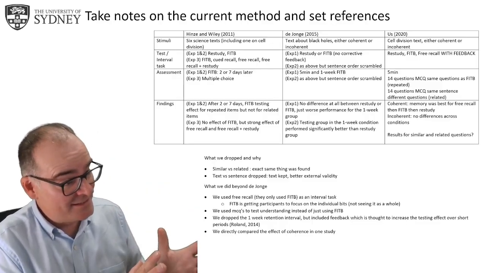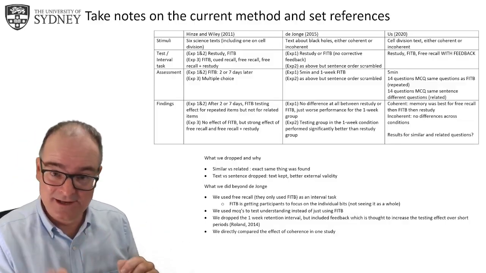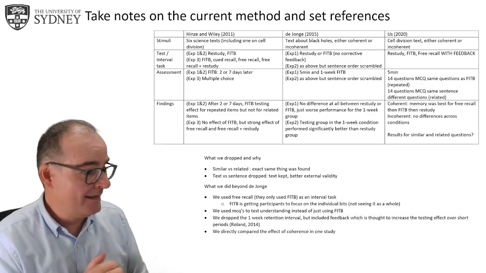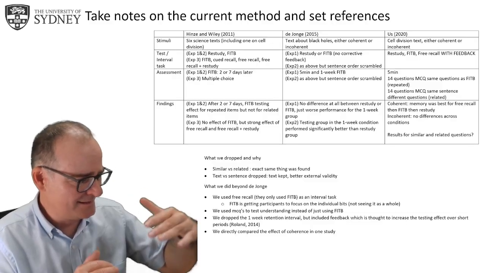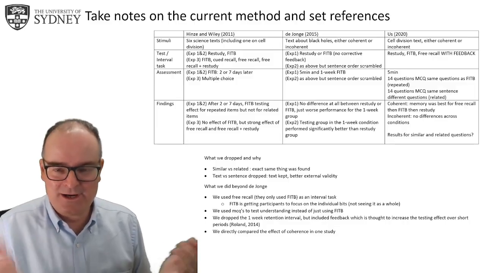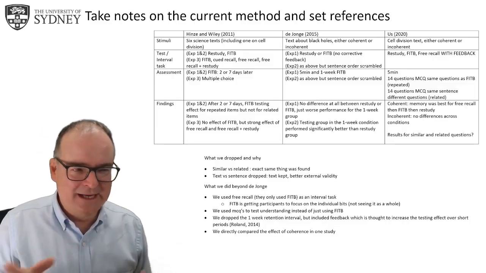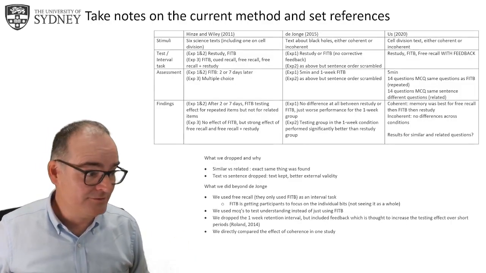Now, the way I've organized this, I've got 3 columns. Each column is a paper, and the last column is the current study. And you can see I've got a big breakdown: stimuli, test, interval, assessment, findings, and some extra notes at the bottom where I'm struggling to work out how our study went beyond it. If you've only got 2 set references, this might be the way you format your notes.